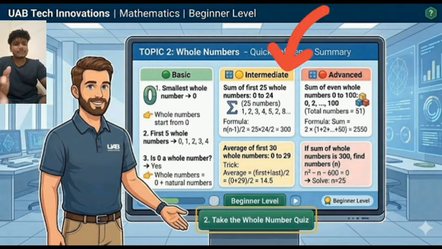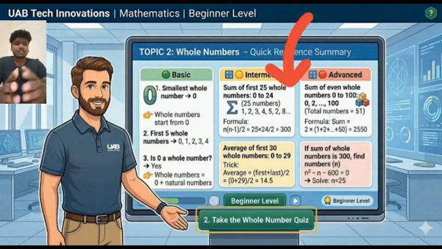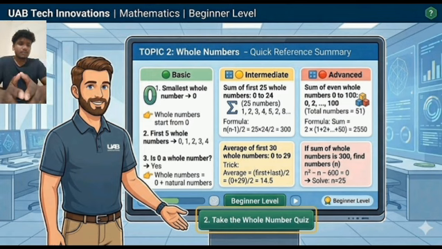In intermediate level, the questions will be asked like this: sum of first 25 whole numbers starting with 0. Then 0 to 24, there are 25 elements. Yes or no? We can use the formula n of n minus 1 by 2. Why n minus 1? Because 0 is included in whole numbers, that's why we use n minus 1 here. Then we can get the answer.